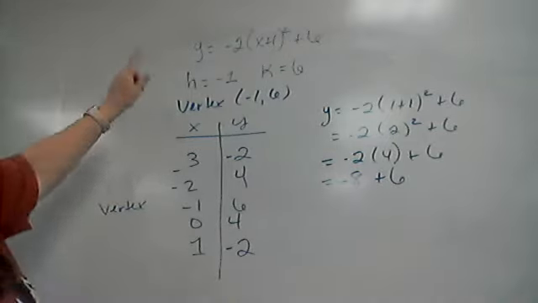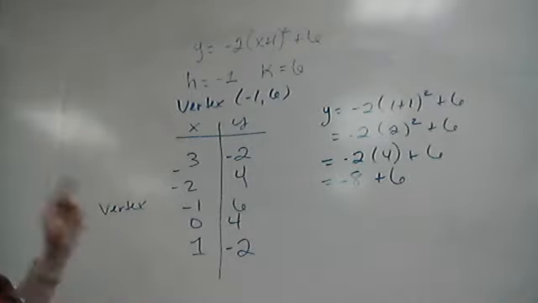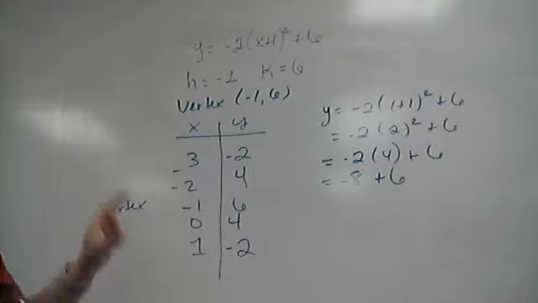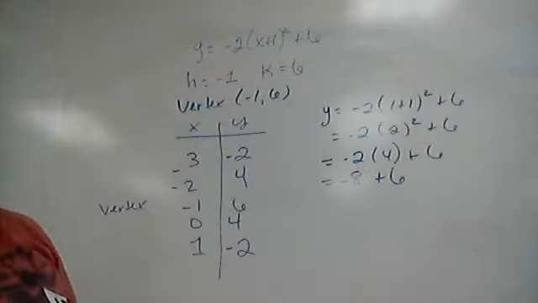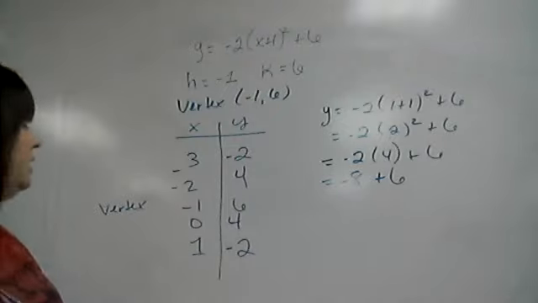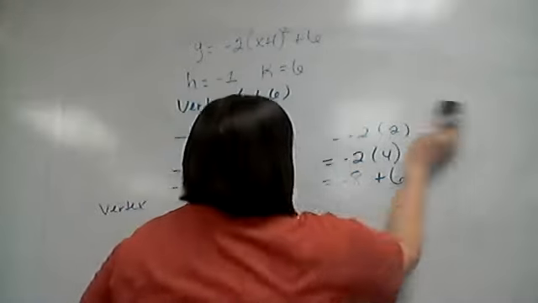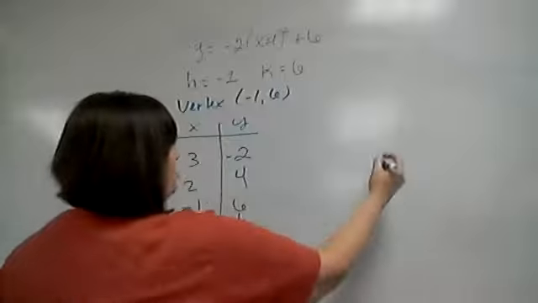So you're going to plug each one of those in. Make sure you simplify inside the parentheses first. Then you square it. And then you multiply whatever number's in front. And then you add. Right? So now we have our points. So we're just going to come over here and draw our graph.